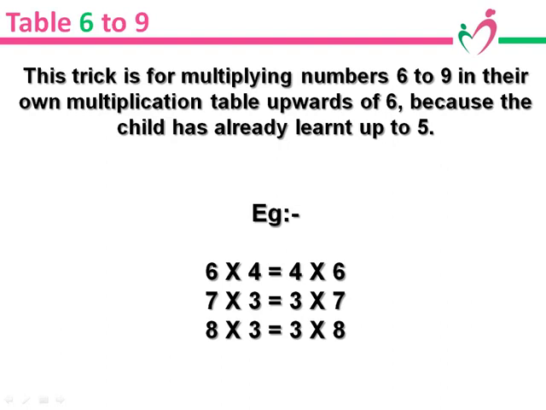Why not up to 5? Because the children have already learned the tricks of multiplying each of these numbers with numbers up to 4. So let's move on to how to multiply and learn the answers of the 6 to 9 tables when they are multiplied by numbers 6 and above.